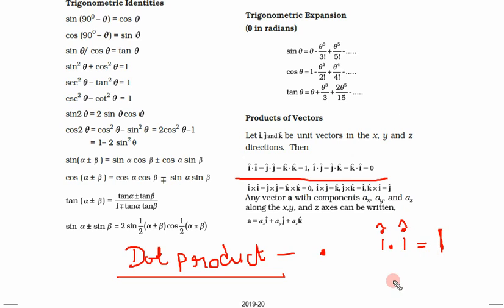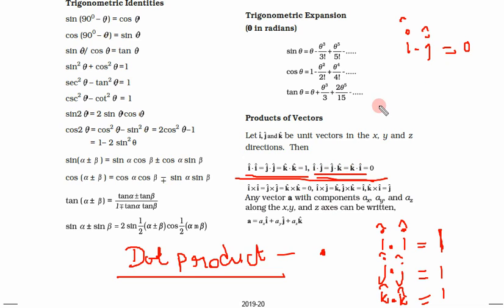Now let us see for the others. i dot i is 1, j dot j is also 1, and k dot k is also 1. So this is first. Now if we take the dot product with any other unit vector, i with j, what do I get? I get 0. So ij or jk or ki, any two different unit vectors, or I can take simply ji, this is also 0. Now let us see why it is 0.